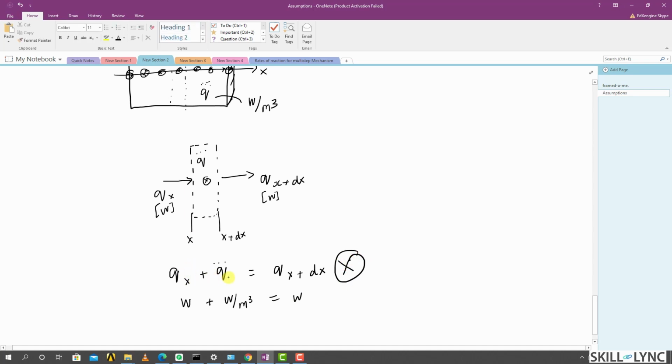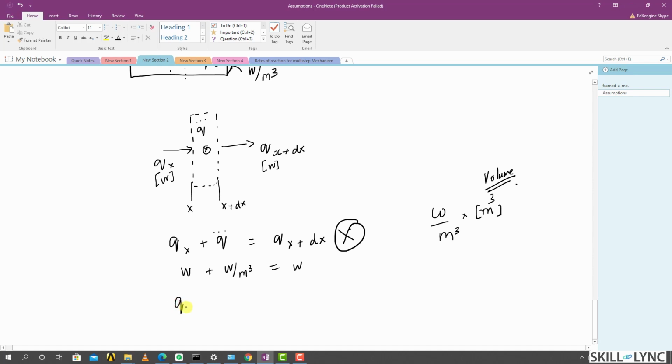So how do we take watt per meter cube and convert it into watts? Well, it's very simple. If you multiply this with another quantity that has units of meter cube, then you would get units of watt. And what is it that has units of meter cube? Well, that's volume. So what I can do is say Qx plus Q triple dot multiplied by the volume of the entire control volume is going to be equal to Qx plus dx, and this is going to be correct.